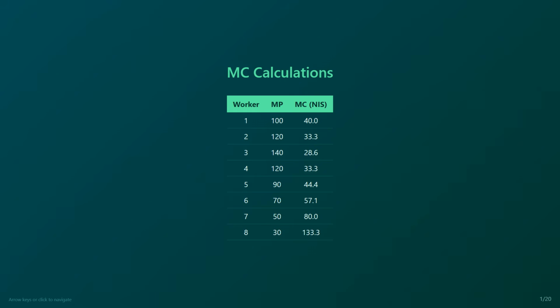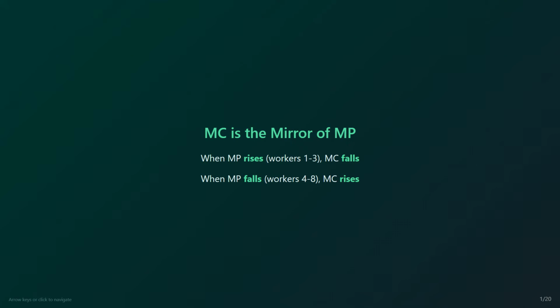Worker 4, MC equals 4,000/120 is equal to 33.3. Worker 5, MC equals 4,000/90 is equal to 44.4. Worker 6, MC equals 4,000/70 is equal to 57.1. Worker 7, MC equals 4,000/50 is equal to 80. Worker 8, MC equals 4,000/30 is equal to 133.3.